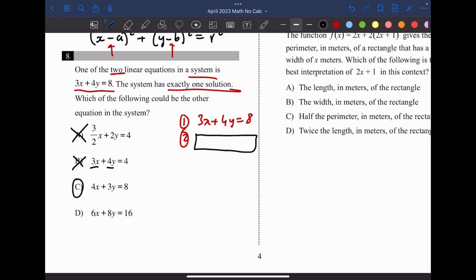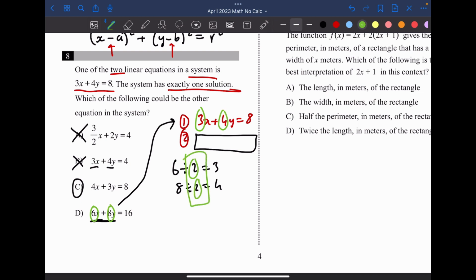But just to make sure, let's check D. So for D, how do you get from 6x plus 8y to 3x plus 4y? You divide by 2. So if you divide 6 by 2, you get 3. And if you divide 8 by 2, you get 4. Is this a common ratio? Yes, because we're going to do it in green. 6 divided by 2 equals 3. 8 divided by 2 equals 4. Since we can divide by 2, that means this equation is a common ratio, so it's wrong.